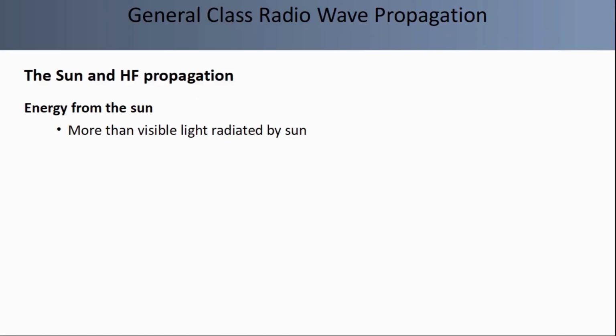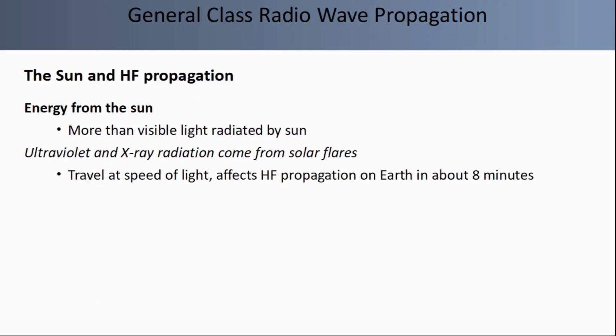A lot more energy is radiated from the sun than just that. There are ultraviolet and X-ray radiation that comes from solar flares. We're not going to dig too deep into solar flares, but remember that because that's part of the question. Ultraviolet and X-ray radiation come from the sun from solar flares.